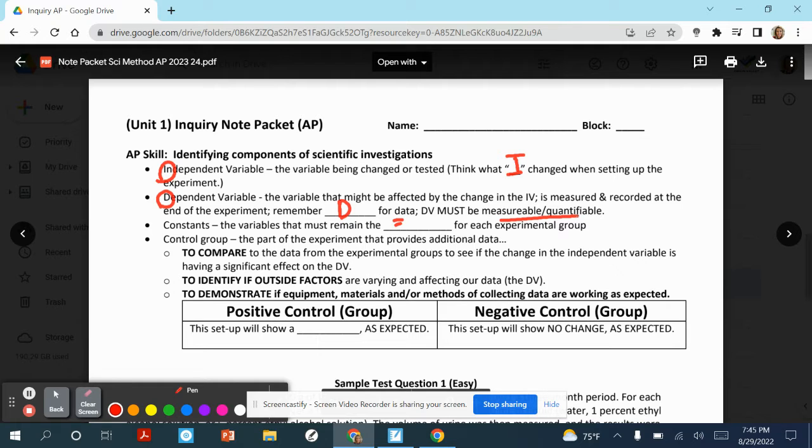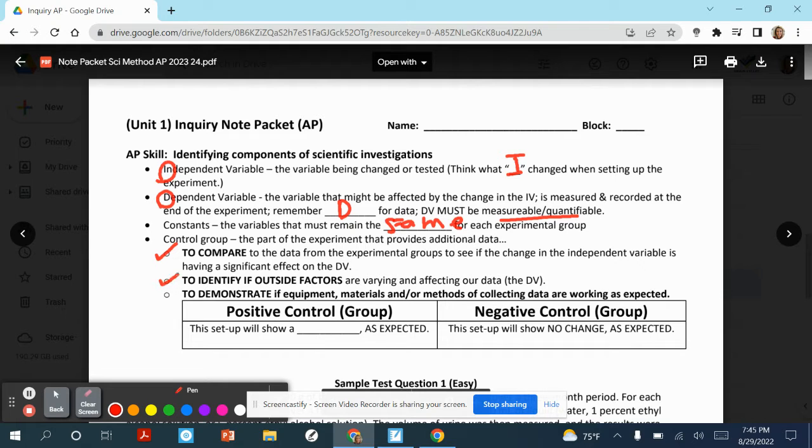You need to be able to list the constants that need to be kept the same, or discuss variables that need to be held the same, is what we're going to write there, for each of the experimental groups. The control group gives us different information. Sometimes the control group gives us data that we can use to compare to the other experimental groups to see if those changes that we're making are affecting the data that we're collecting, the dependent variable.